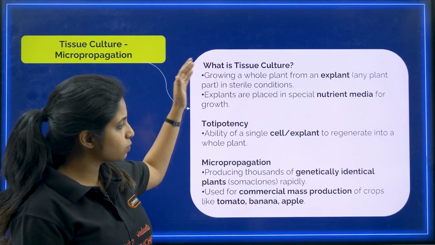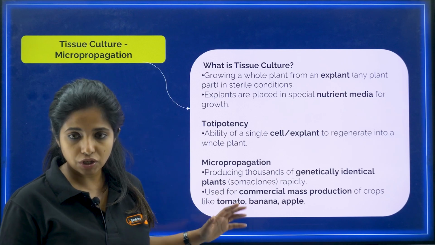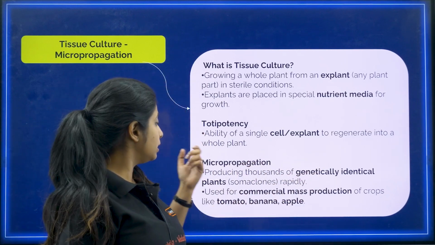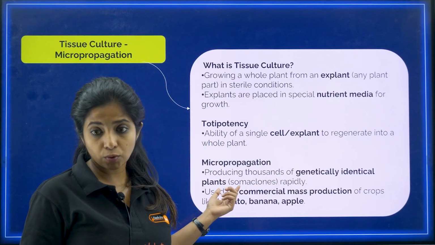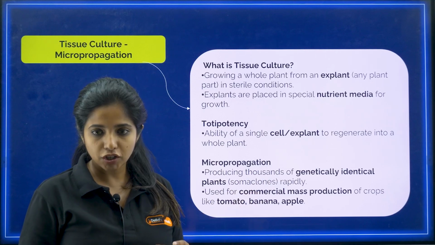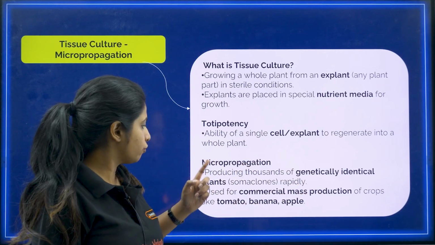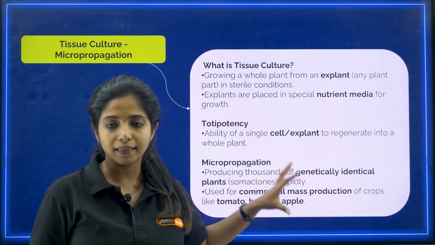Now, micropropagation is basically the same thing, a part of tissue culture, but producing thousands of genetically identical plants, known as somaclones. All of them are clones, my dear children, and it is used for commercial mass production of crops like tomato, banana, apple and things like that.